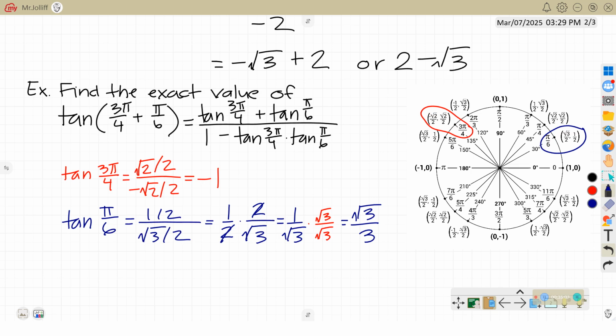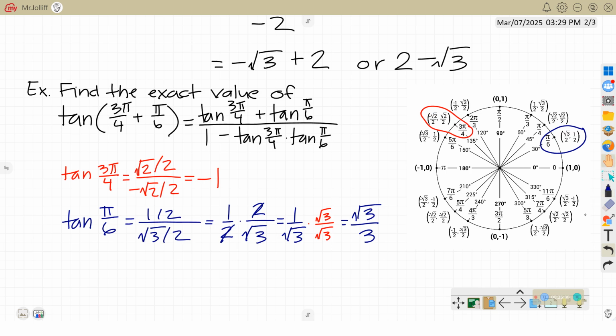Now that I know that, what do I do with those numbers? Daniel, what do I do with those numbers now that I know those? What do I do? Where do I go? What did we do in the last example after we figured out the red and the blue? Plug them in. Make a substitution. Everywhere I see a tan 3 pi over 4, I'm going to replace it with -1. Everywhere I see a tan pi over 6, I'm replacing it with √3/3.